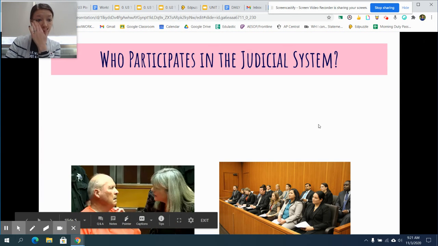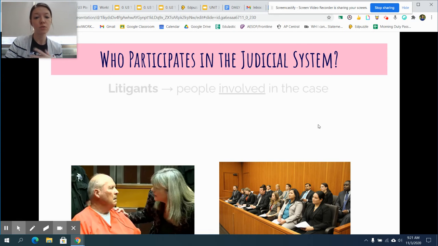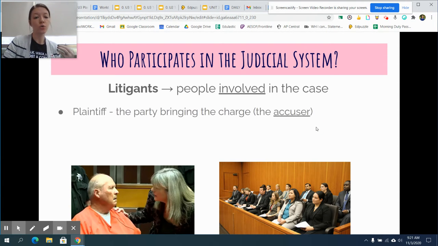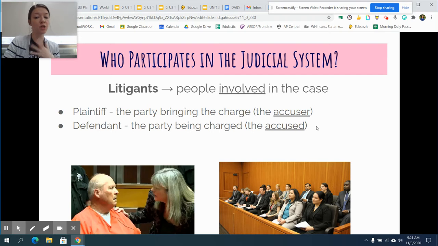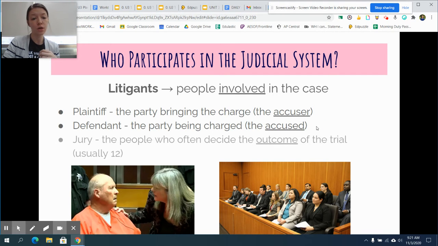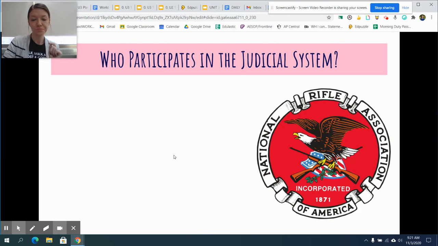Now, it's important to know who participates in this judicial system. This is largely just for context, folks, but in the judicial system, we have litigants, people involved in the case. So these are your plaintiffs, the party bringing the charge, like the accuser, the defendant, the party being charged or the accused, and a jury often. And these are the people that decide the outcome of the trial, right? So you could be selected for jury duty.